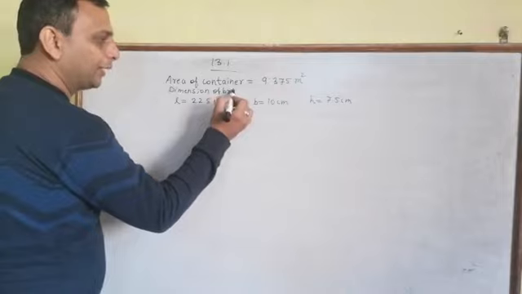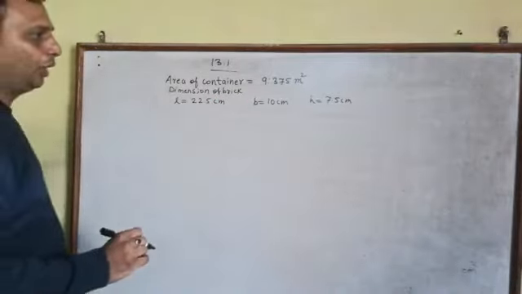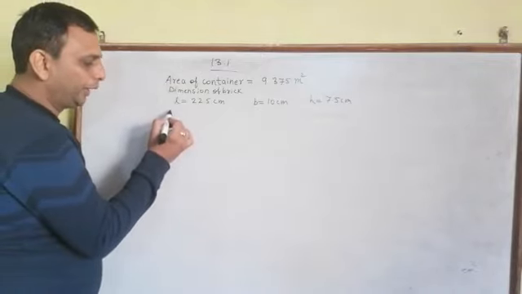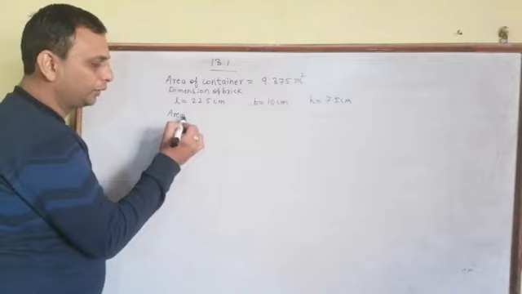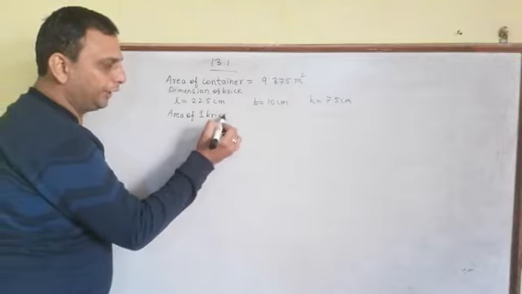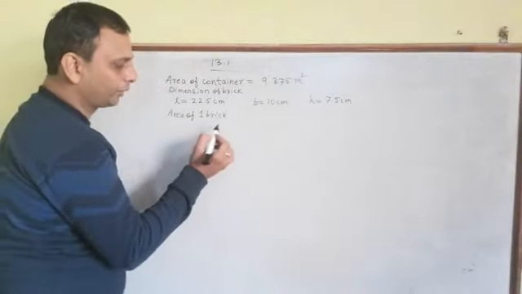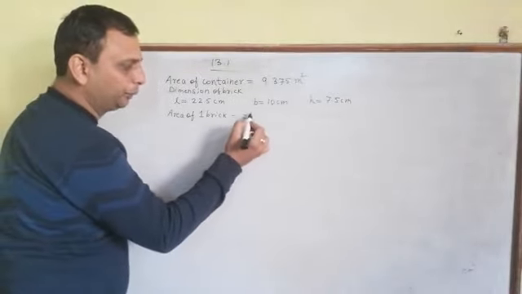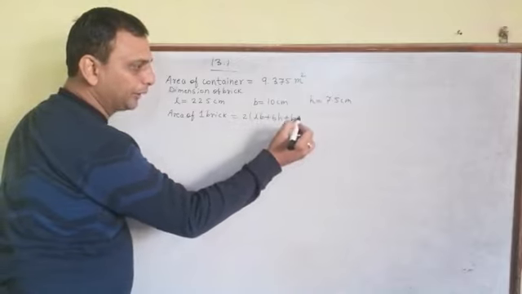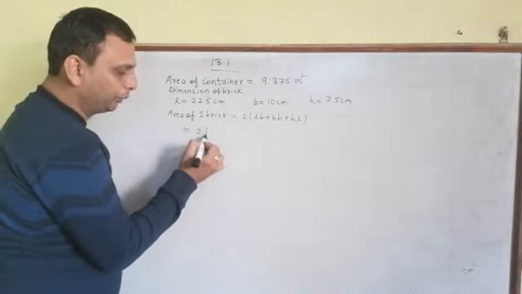As you know, the bricks are in the shape of a cuboid, so we can take this one. Now, first we'll find the area of one brick, and this we need to convert to meter. So it will be equal to 2(LB plus BH plus HL). This formula we have to apply. It will be equal to 2.